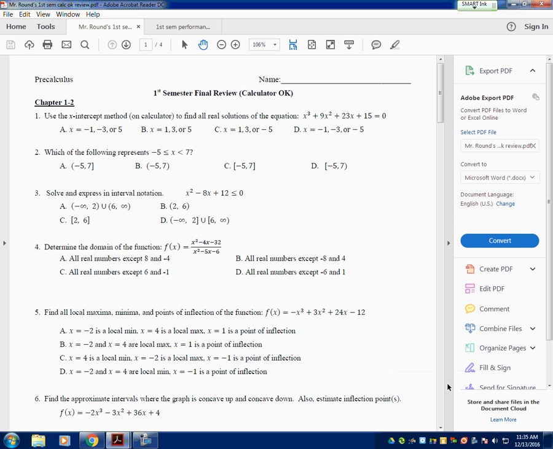So from chapter 1-2, how did it go on the chapter 1-2 stuff here? Do you have any questions on any of these? Yes, which one? 7, okay.